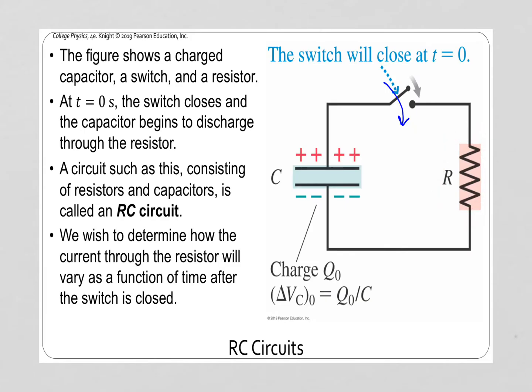that resistor. When we have a circuit that consists of resistors and capacitors, we have what's called an RC circuit, RC for resistors and capacitors. We want to know how a circuit like this will behave. We want to know the current through the circuit, the voltage across the capacitor or across the resistor as a function of time after the switch has been closed and the capacitor begins to discharge.